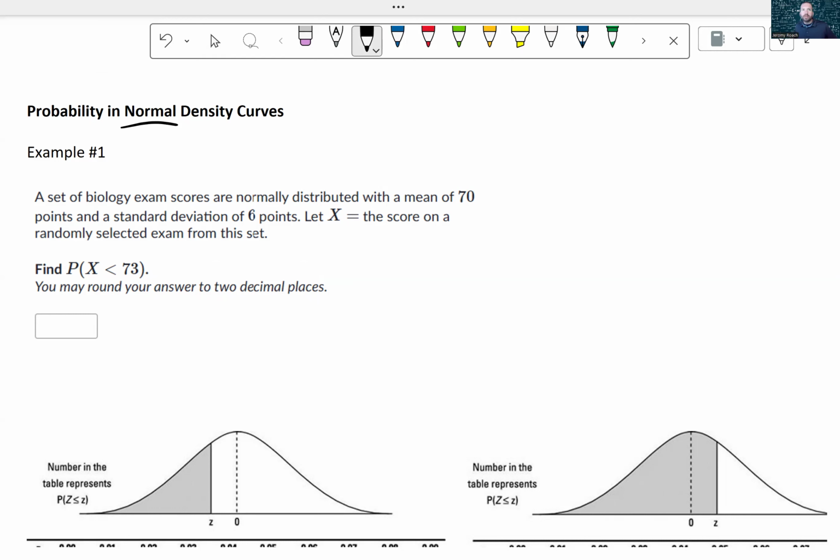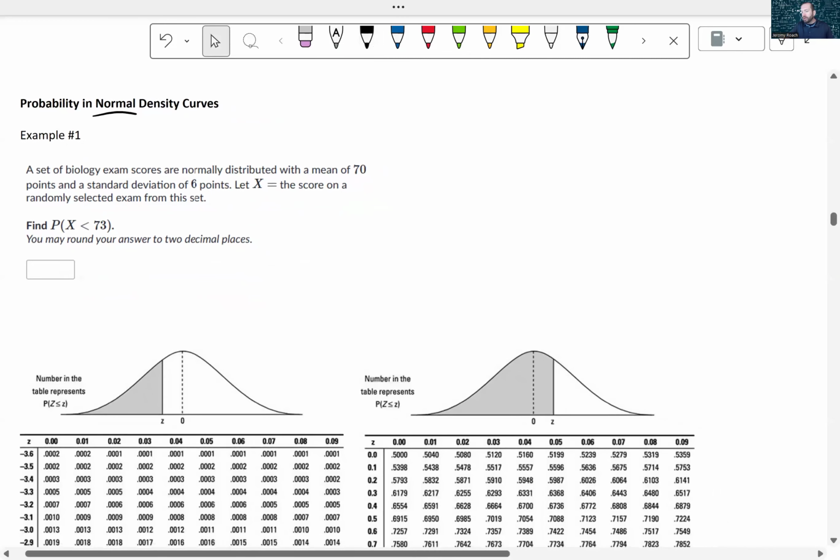So let's take a look at this first question and see what it's asking us to find. It says that there's a set of biology exam scores and they're normally distributed with a mean of 70 points and a standard deviation of 6 points. Let X equal the score on a randomly selected exam from this set. Find the probability that X is less than 73. Okay, so in order to do this, the first thing we need to do is calculate the z-score for this. So we want to find the z-score.